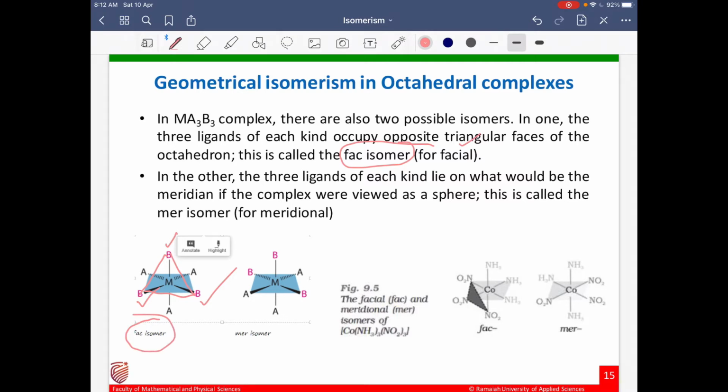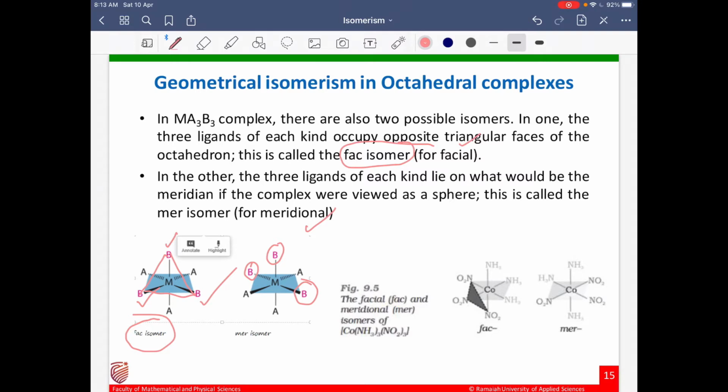In the other isomer, see B, B, B, the three ligands lie on the meridian if the complex were viewed as a sphere. So this is called the meridional isomer. They actually lie on the meridian if we consider the complex, or if we view the complex as a sphere. That's why we call it the meridional isomer or mer isomer.